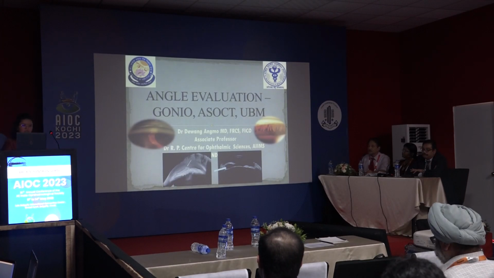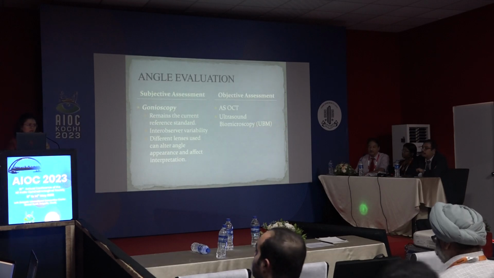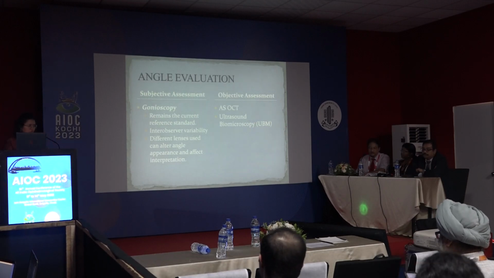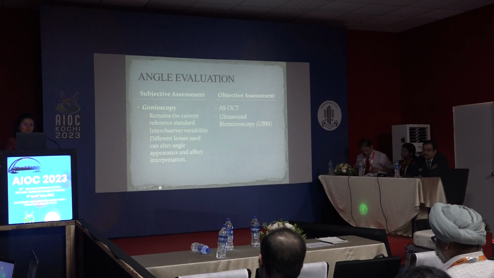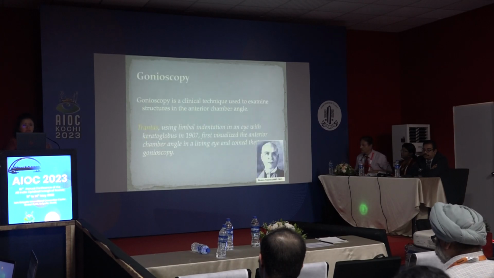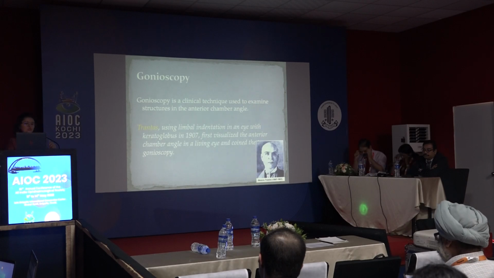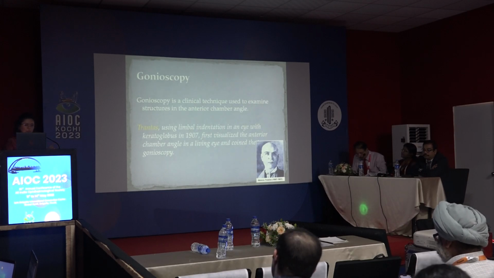Done. I would be speaking on angle evaluation, which includes gonioscopy, AS-OCT, and UBM. If you look into angle evaluation, it has both subjective assessment, which includes gonioscopy, and objective assessment as in AS-OCT and UBM. Coming on to gonioscopy, it is the current gold standard, although there is inter-observer variability, and there are different lenses also. Gonioscopy is basically a clinical technique used to examine the structures of the anterior chamber angle, and Trantas used the limbal indentation technique in an eye with keratoglobus, and he first visualized the anterior chamber angle in a live human being.